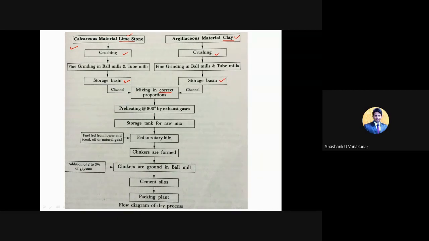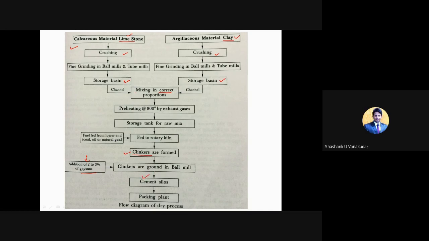After preheating at 800 degrees Celsius by exhaust gases, the entire raw material of limestone and clay is stored in a particular tank as raw mix, and then fed to the rotary kiln, where heat is supplied by fuel fed from the lower end, using coal, oil, or natural gas. Then it forms clinker, which is sent to the ball mills, where 2 to 3% of gypsum is added. The ball mill, consisting of steel iron balls, mixes the clinker and gypsum uniformly.